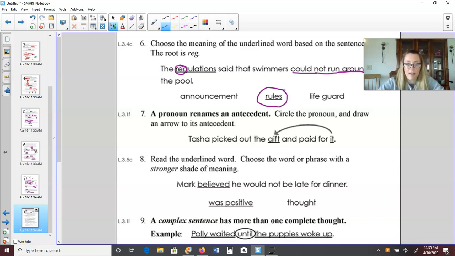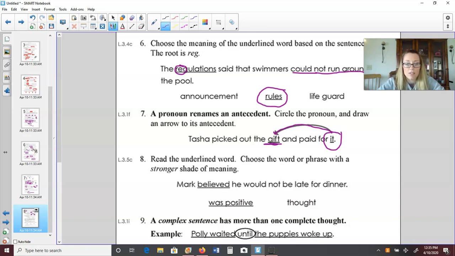All right, number seven, a pronoun renames an antecedent. Circle the pronoun and draw an arrow to its antecedent. So Tasha picked out the gift and paid for it. So what is our pronoun? Pronoun is replacing the name of a noun, it. So words like it and he, she, I, us, they, we, them, those are all pronouns. And when we say it, what are we talking about? Tasha picked out the gift and paid for the gift. So instead of saying the gift again, which is our antecedent, we replaced it with the pronoun it.